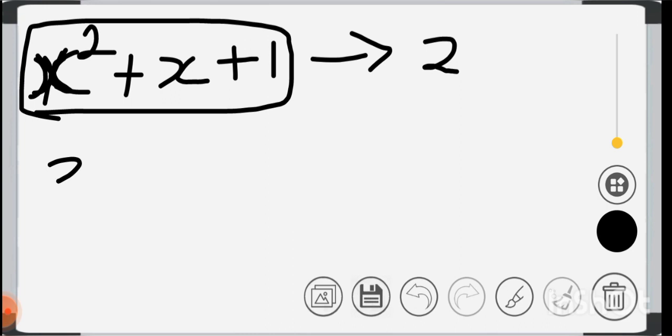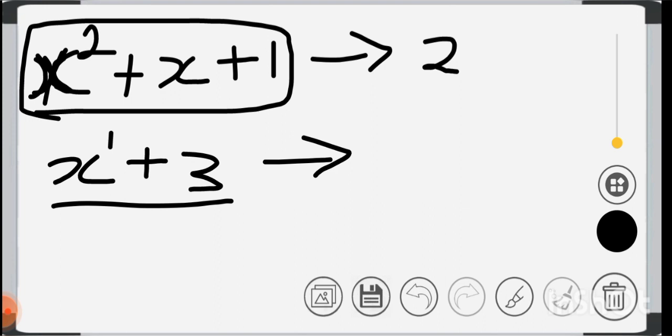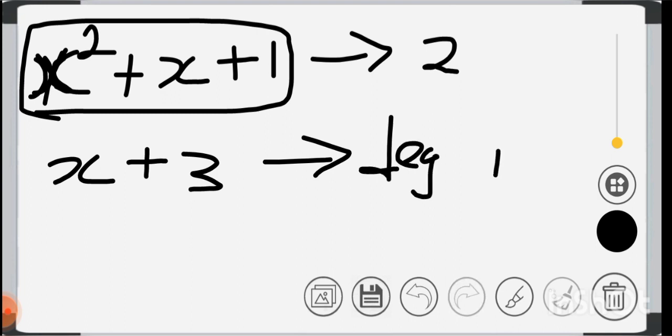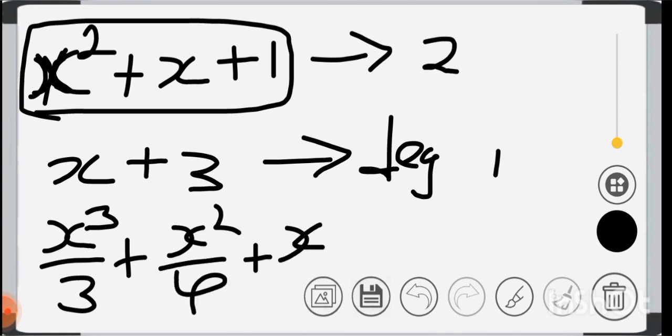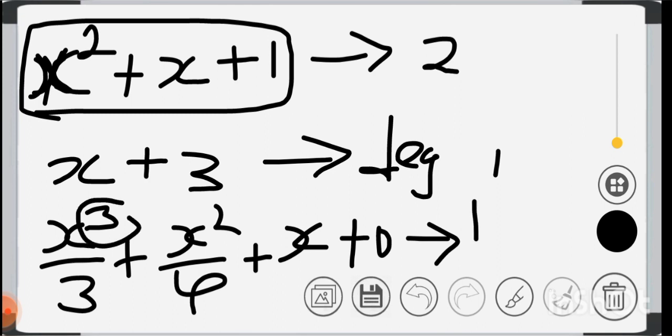Then if I have x plus 3, what is the highest power of x here? It is x to the power 1, so that one is degree 1. If I have x cubed over 3 plus x squared over 4 plus x plus 0, this one is degree what? Check the highest power of x here. It is 3, so this one is degree 3. So this is how you get the degree of a polynomial function.